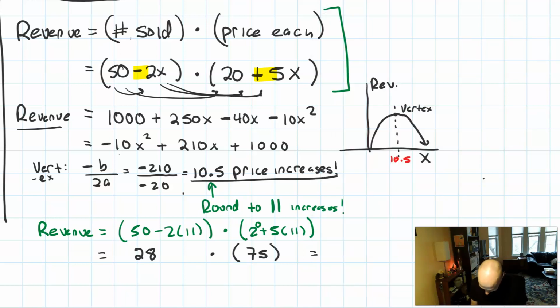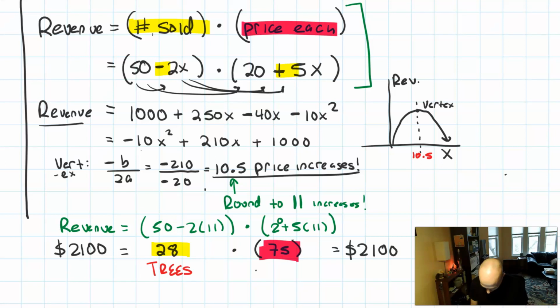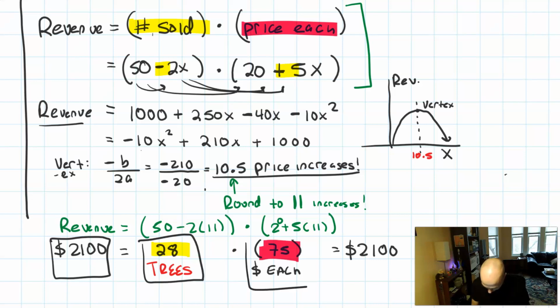Or about $2,100. So in this case, if I sell 28, and let's look at what this meant. This was the number of trees. So 28 trees at a price of $75 each for a total revenue of $2,100. And I've proved that that's the maximum by computing the vertex.